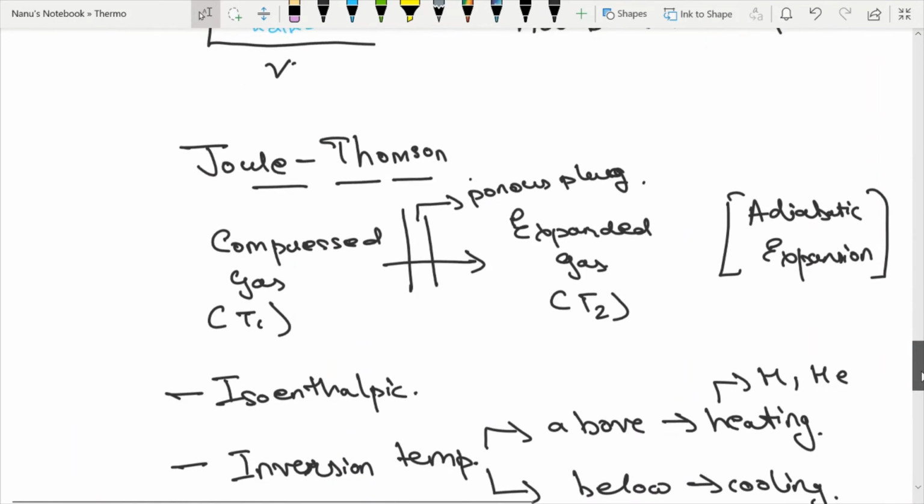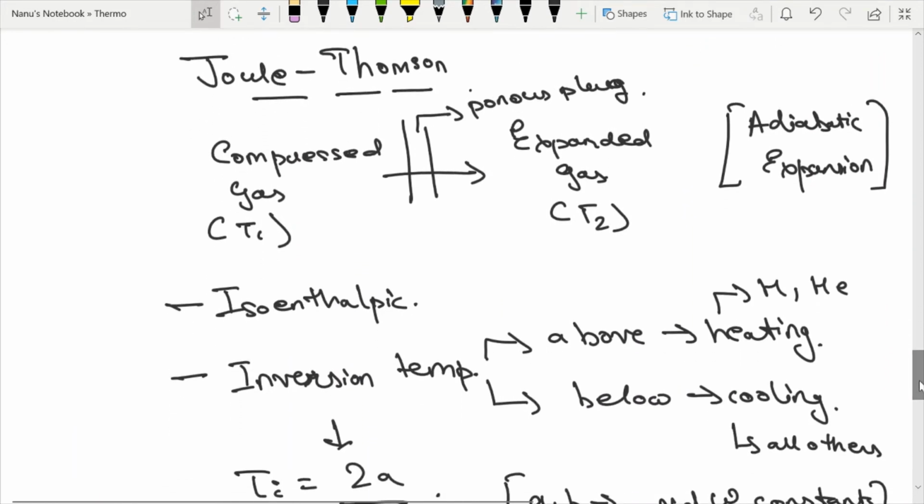And from this only we'll come to the second law also. I'll make a video on that also. And this part is one of the most important parts, about the Joule-Thomson effect, because it's an application of this first law, right?